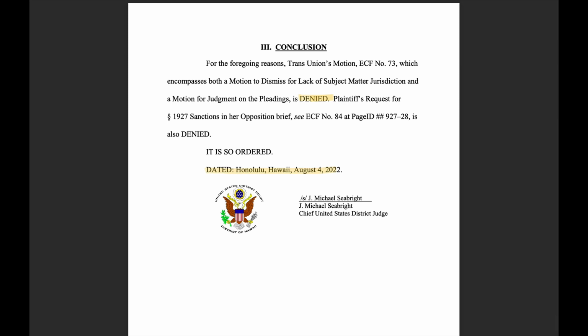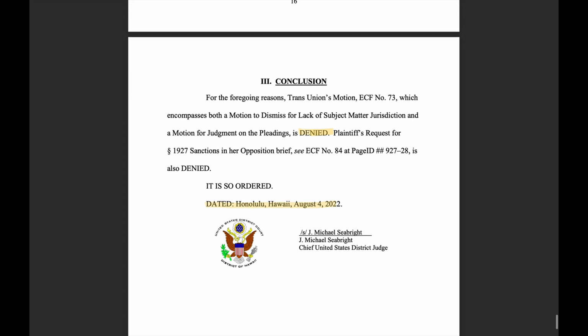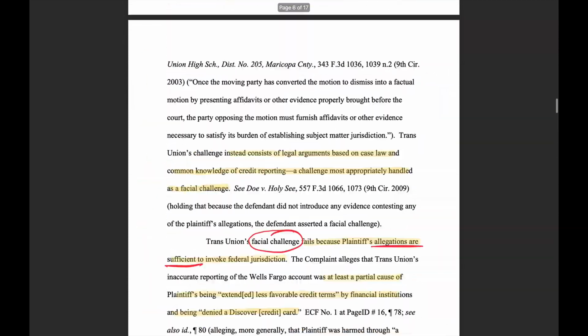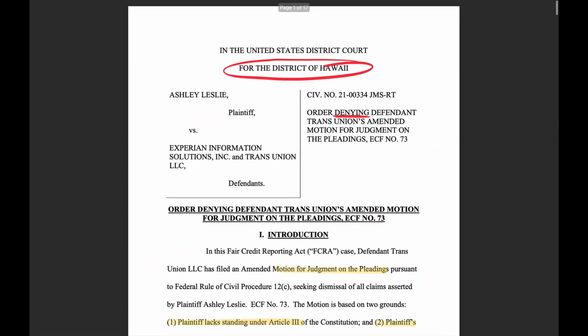Now, there'll come a point in time where I think courts will say, okay, guys, seriously, enough is enough. So this was denied, and then the case is continuing. I think I looked the case up, and maybe now it's been settled with TransUnion, and it's moving forward with Experian, I believe. So anyway, that is this case from August of this year from the amazing state of Hawaii.